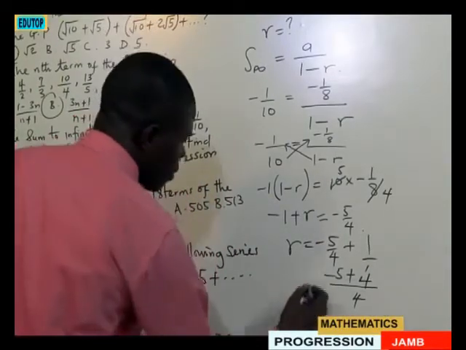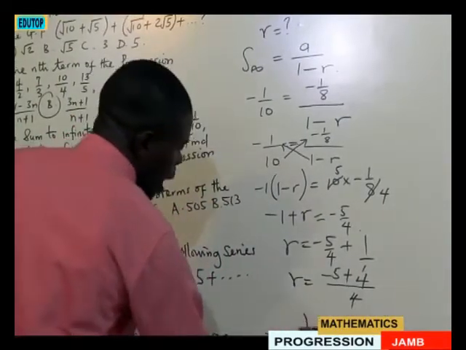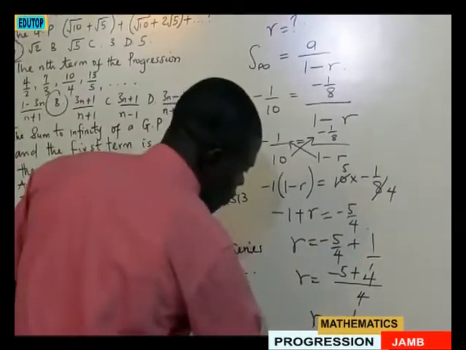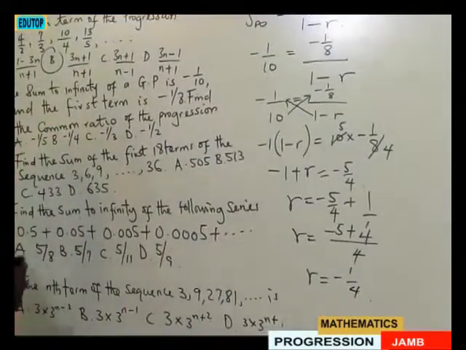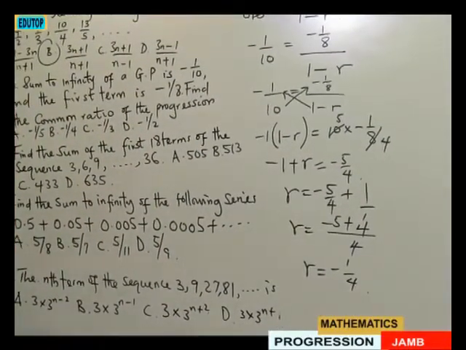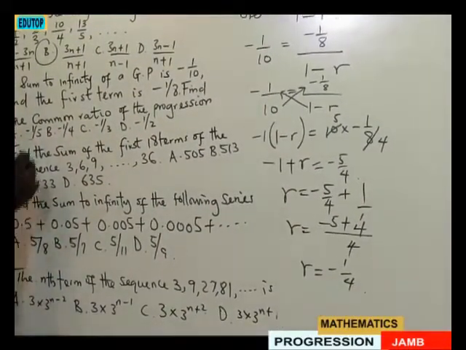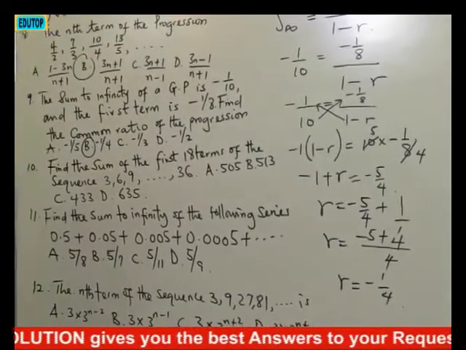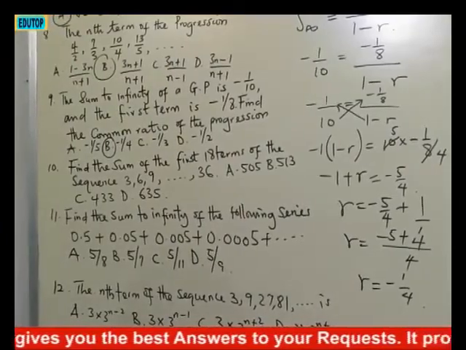So I have R to be equals to this. So my R will be minus 5 plus 4. That's minus 1 over 4. So my common ratio will definitely be minus 1 over 4. So I go to my option and see the one that suits. That is option B.